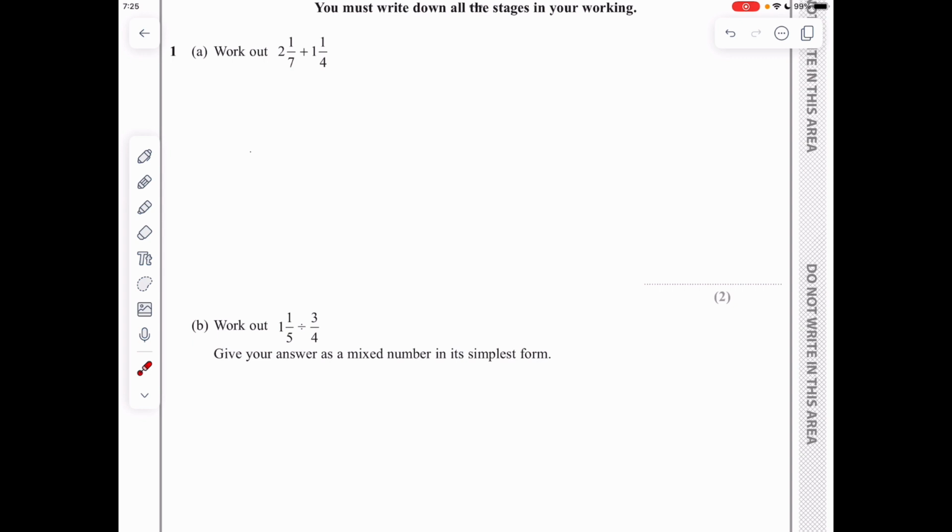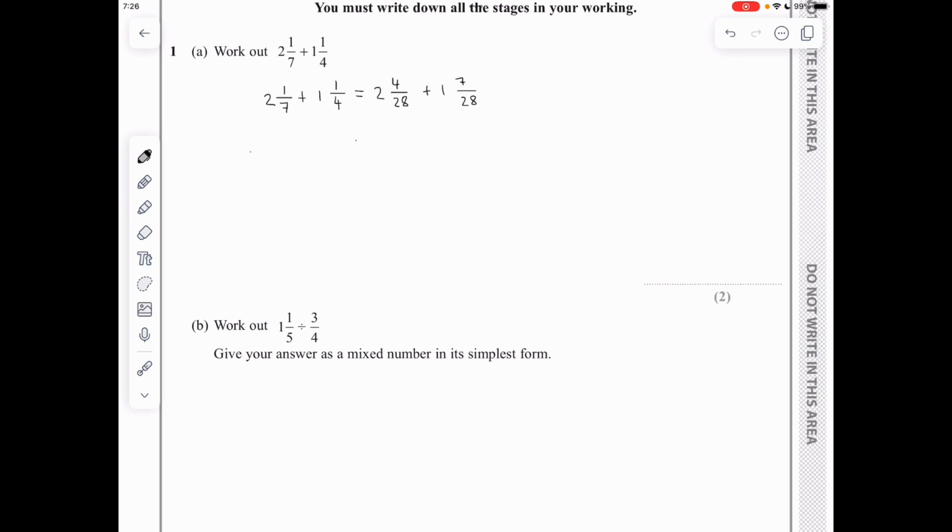In question 1, we are asked to work out 2 and a 7th plus 1 and a quarter. So we need to show full working here. We start with 2 and a 7th, which we will write as 2 and 4 over 28. In other words, we found the lowest common multiple of 7 and 4, and this is 28. And 1 and a quarter is 1 and 7 over 28.